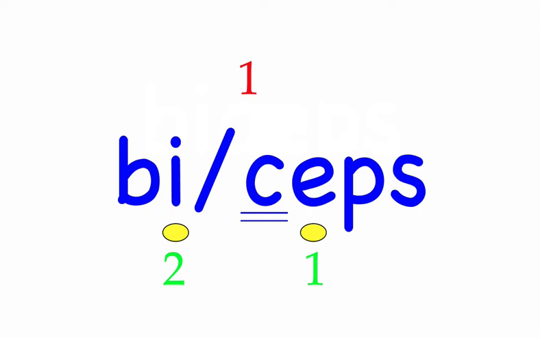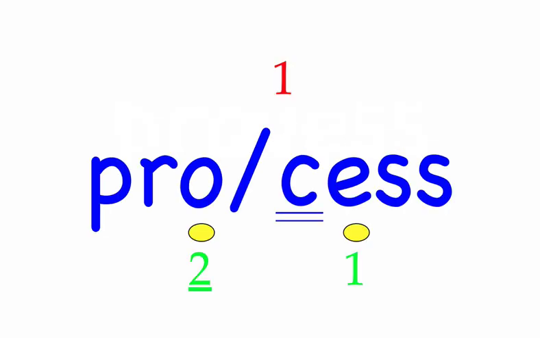Process. Our process is very thorough. Pro, three sounds: P, R, A. Cess, three sounds: S, E, S. Process. Mark the word. We have an exception to vowel group 2 occurring here. The O is representing its short sound, so we underline the 2 under the O.